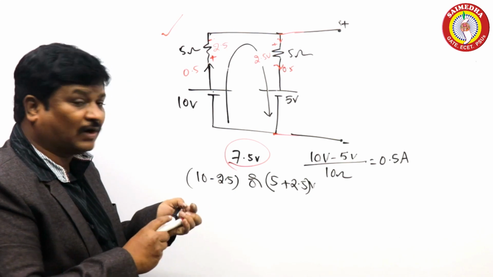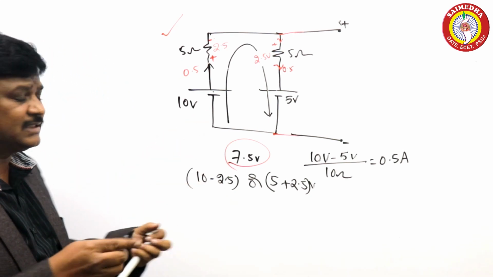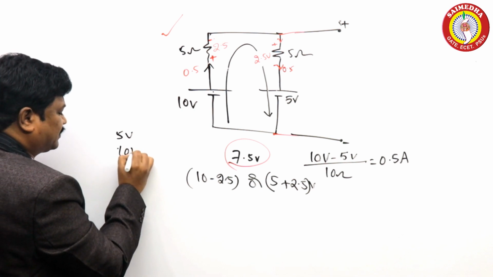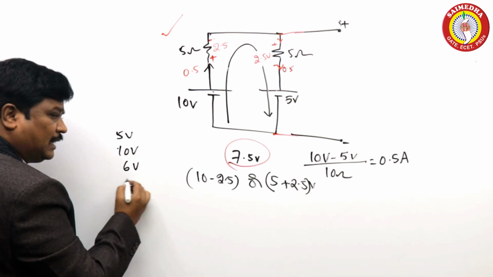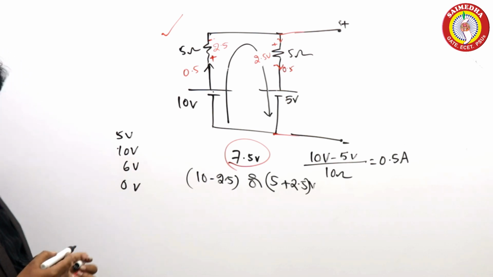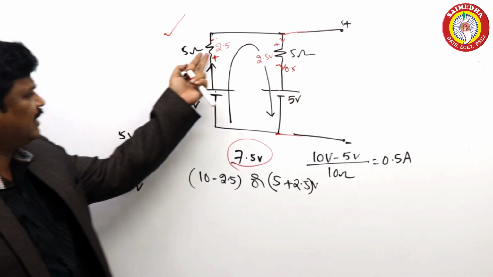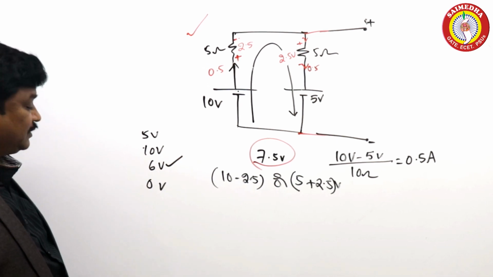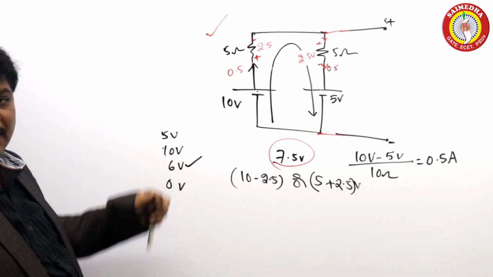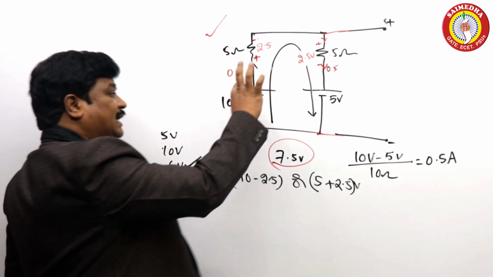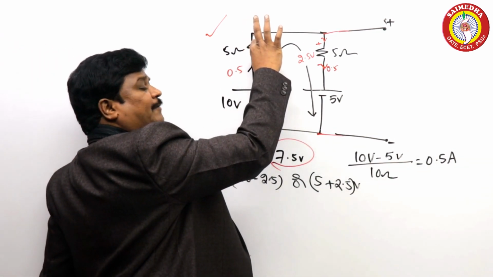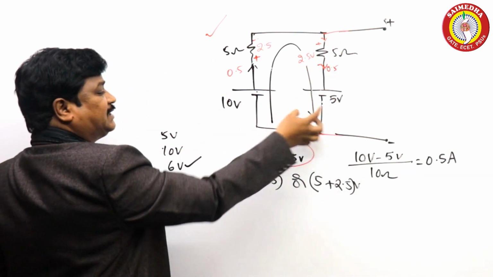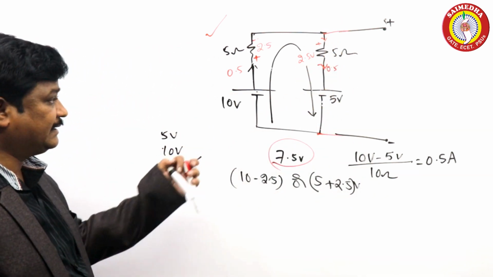For example, sometimes the examiner will give you options: 5 volts, 10 volts, 6 volts, 0 volts, something like that. Without solving, simply we can answer 6 volts. 0 is not possible, and 10 and 5 are not possible. Why? 10 volts is here, so some drop must be there. 5 volts is here, so some drop must be there. So I told you the voltage is between 5 and 10.